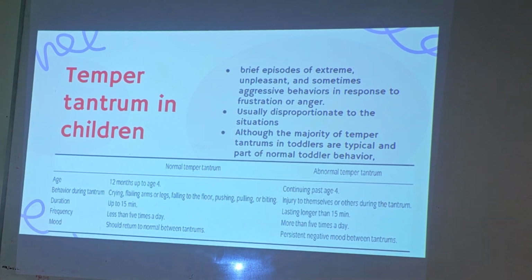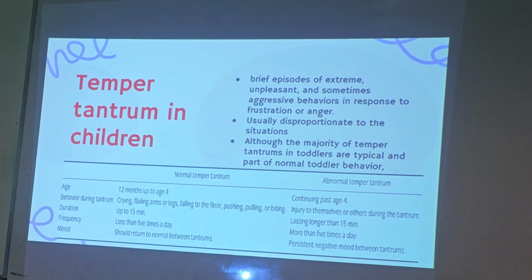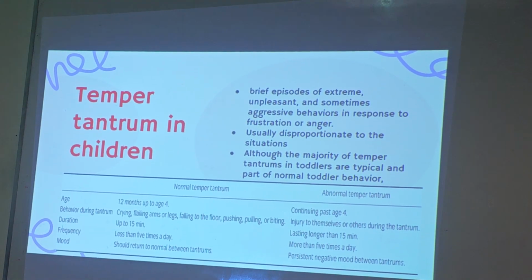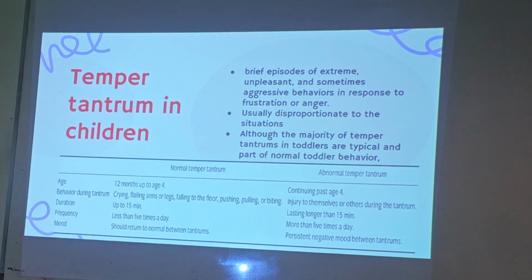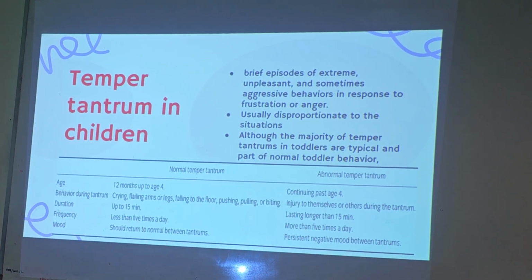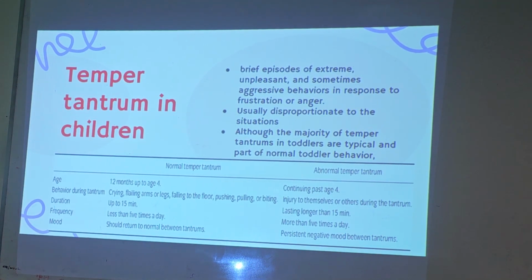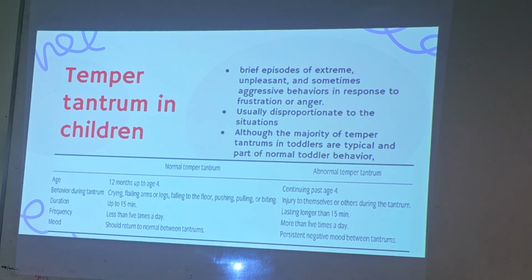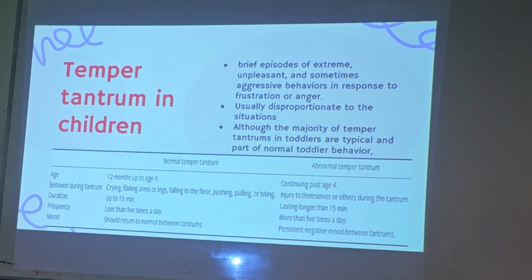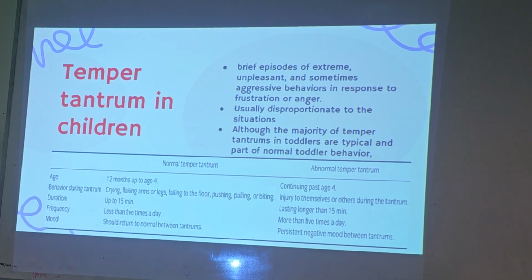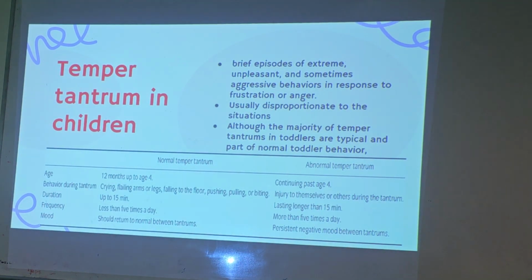However, what we consider abnormal is where the temper tantrum lasts past 4 years old, and the kid will injure themselves during the tantrum, and each episode lasts longer than 15 minutes, and it will be more than 5 times a day. And even if, let's say, episodes are at 12 p.m. and 2 p.m., in between these two episodes the kid will also have a very negative mood, and it doesn't seem like he wants to talk or anything. These are what we can take note of in the case of an abnormal temper tantrum.